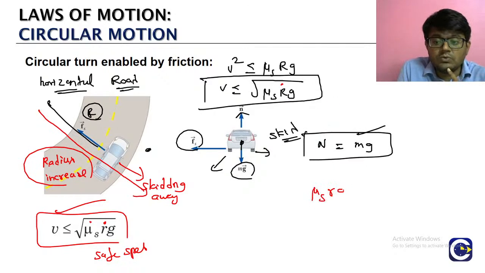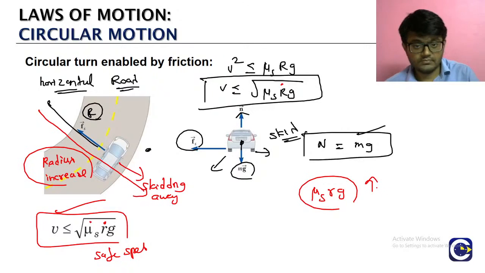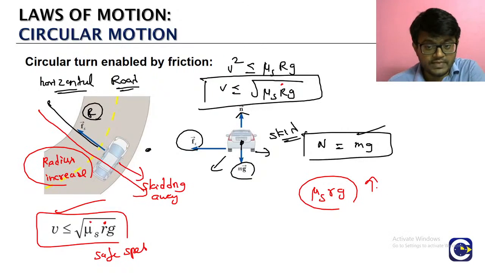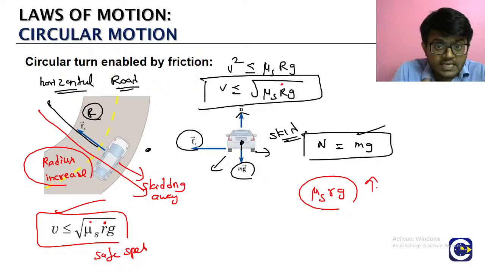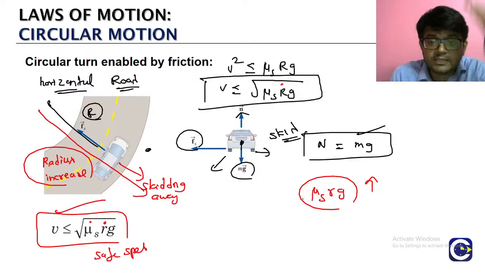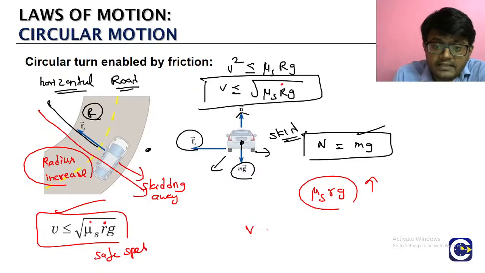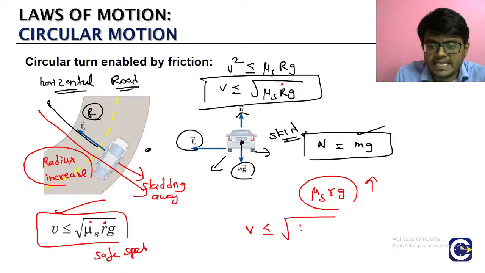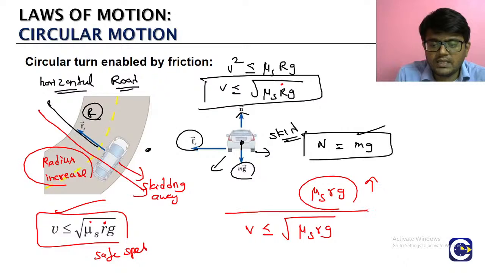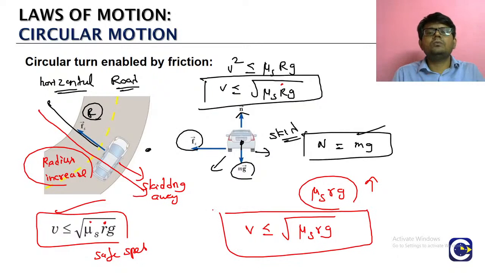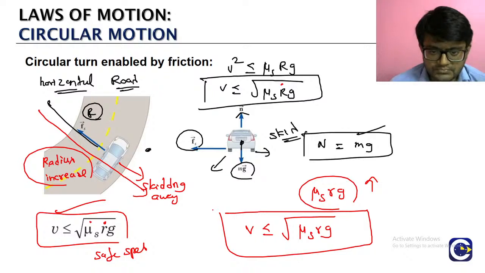If the radius is increasing, look at this. This mu s into rg value will increase. Other things are constant, right? Only the varying thing is r. When the radius is increasing, the mu s into rg value will increase. It will increase in such a way that you will again meet the condition that the velocity becomes less than or equal to root mu s into rg. Initially, the velocity is higher, but as the radius is increasing, the mu s into rg term value will increase.